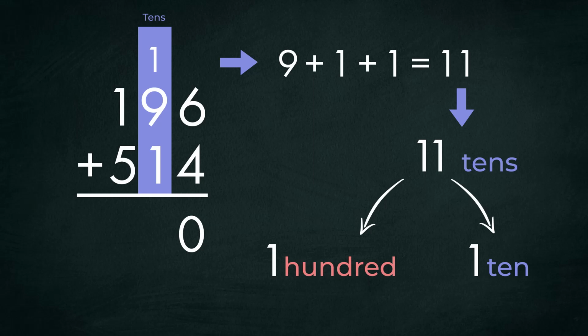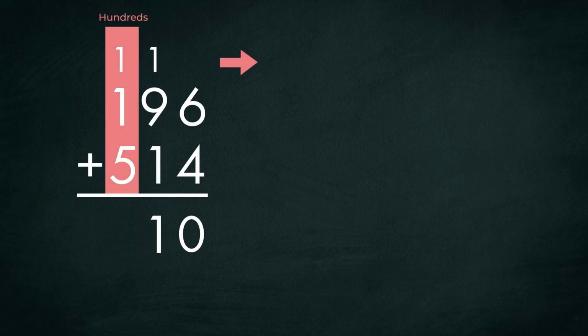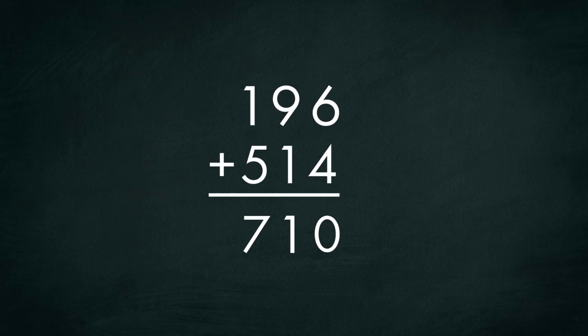All right, we can write down 1 under the tens column and carry 1 hundred to the hundreds column. Whew, we're almost done. The hundreds column is the only thing left. We have 1 plus 5 plus the extra 1 equals 7. That's our answer. 196 plus 514 equals 710.